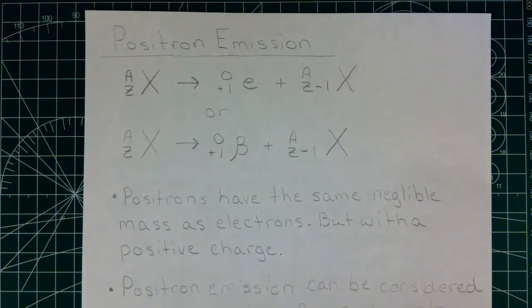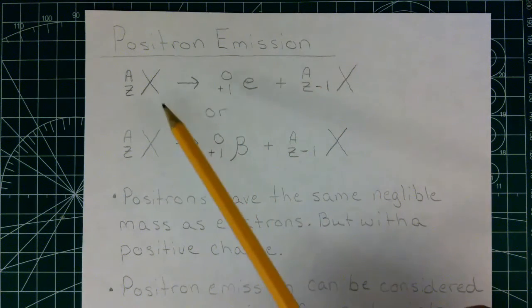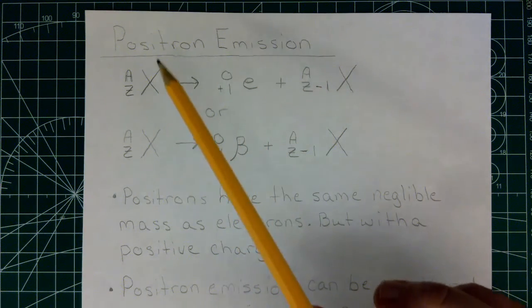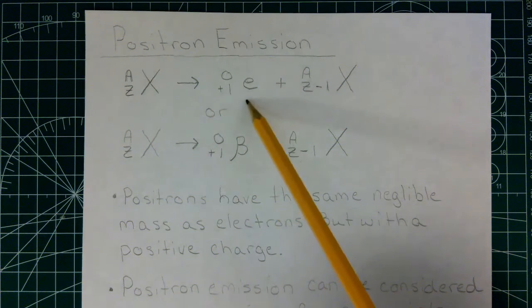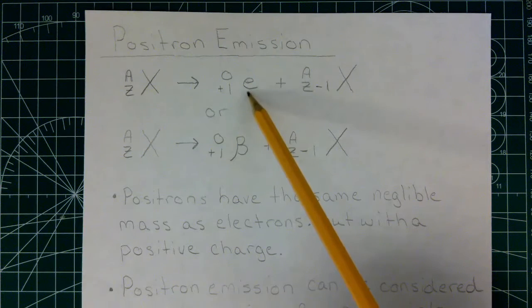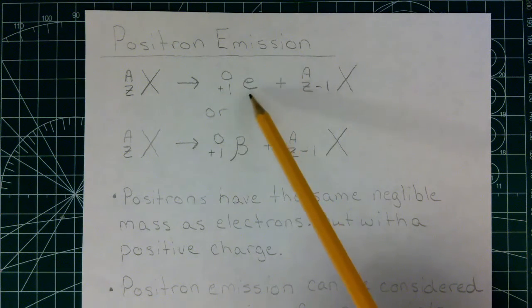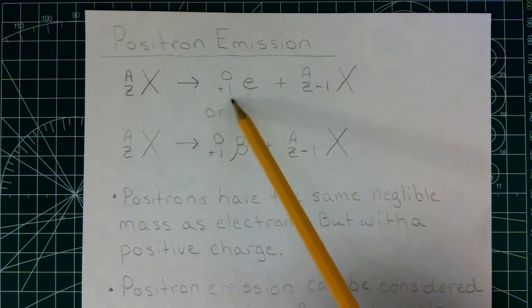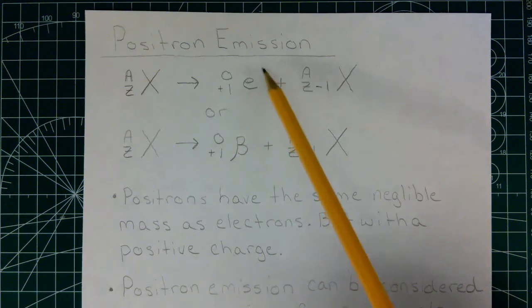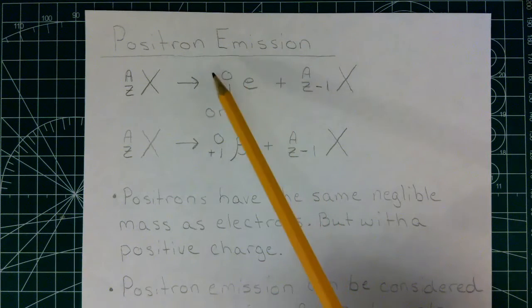Slightly more exotic, we have positron emission. In this case, an unstable nucleus is going to release a positron particle. Again, we write this with this e because it has a mass value similar to an electron, but it has a positive charge. So we've never seen this particle before, but it does exist. It is like the positive counterpart to an electron.